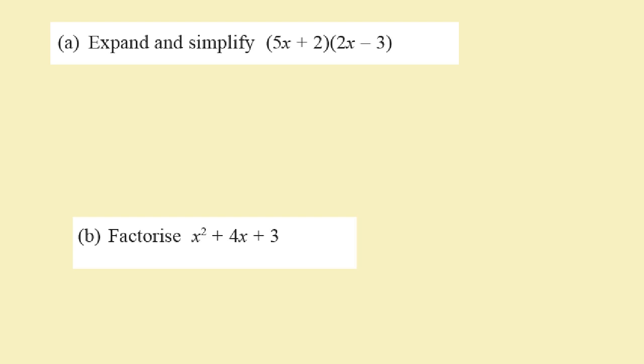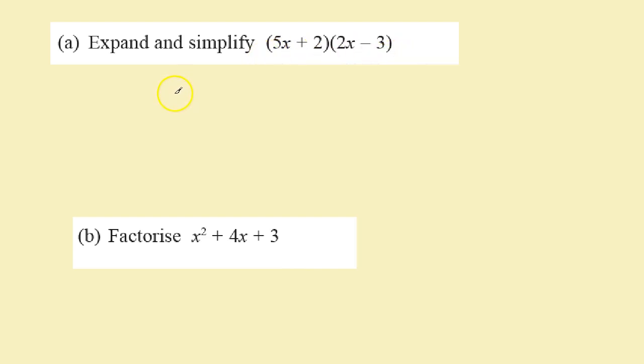This is question 26. It's not a topic that we've done in class at all, but I'm going to show it to you anyway because some of you might be familiar with this from year 11 or your own revision. So expand and simplify. Expand we know means get rid of the brackets. Yeah, multiply out the brackets. So we've got two sets of brackets being multiplied together.